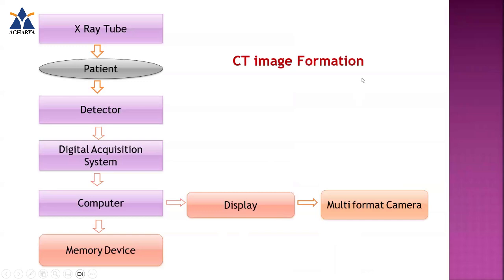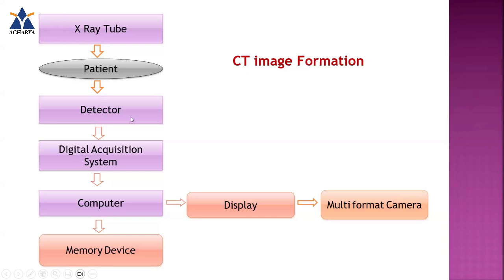I don't want to go into detail about CT image formation because you all know how the image is formed in CT. Just a flowchart to revise that. There is the X-ray tube, which emits the X-ray. The X-ray emitted from the tube, that is the incident X-ray beam, reacts with the patient and gets penetrated. This is called the transmitted beam. The transmitted beam is detected by the detectors.